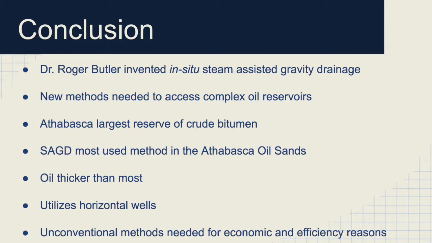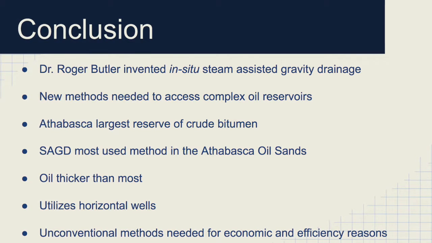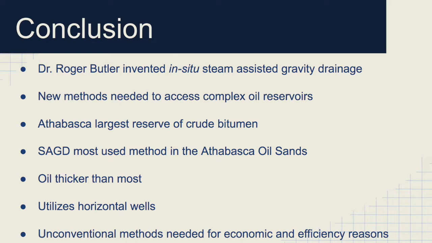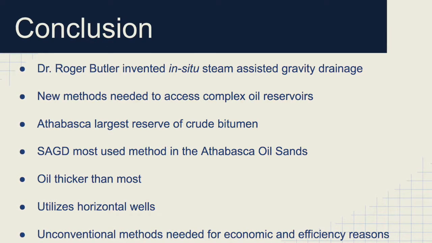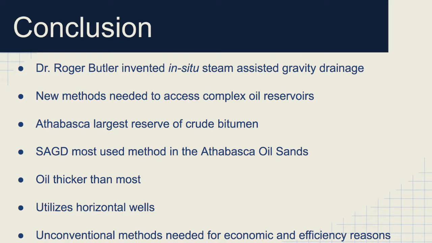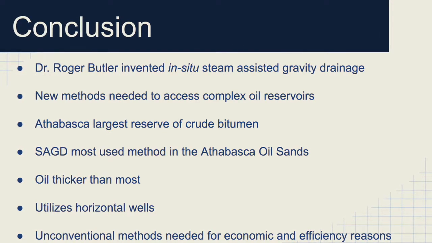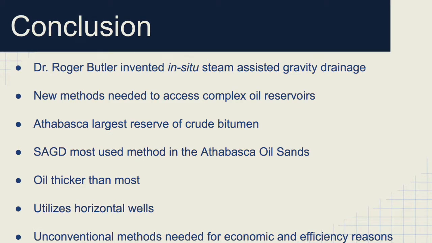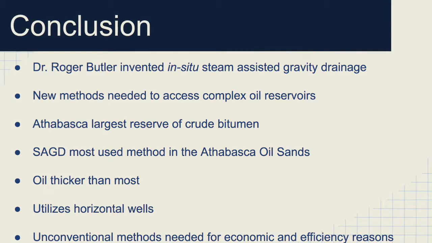The depth of the crude does not allow heat transfer from the surface, therefore the crude is more viscous and cannot be cost-effectively extracted. In the 1970s, Dr. Butler introduced the idea of steam-assisted gravity drainage to solve this problem. This unconventional method utilizes 2 horizontal wells, high-pressure steam, and gravity to thin the oil and allow flow.